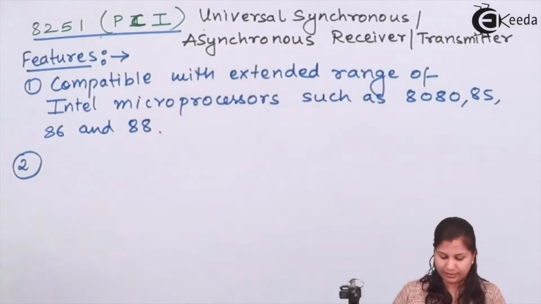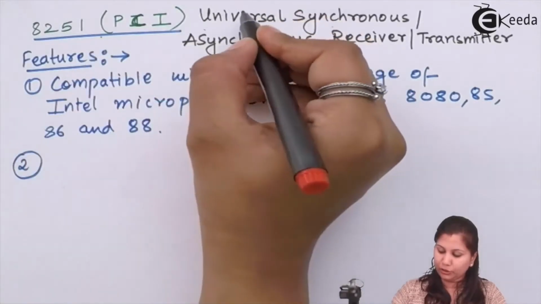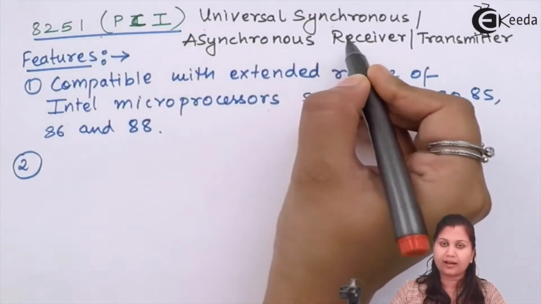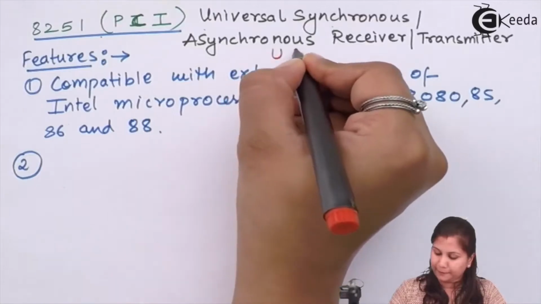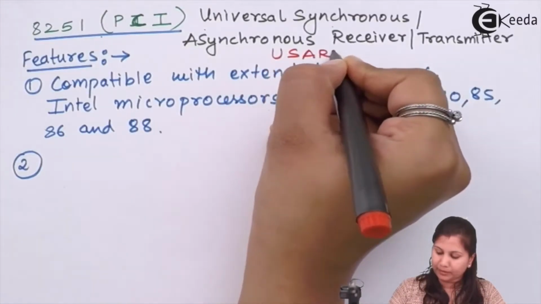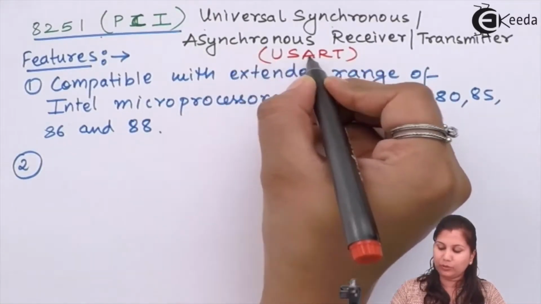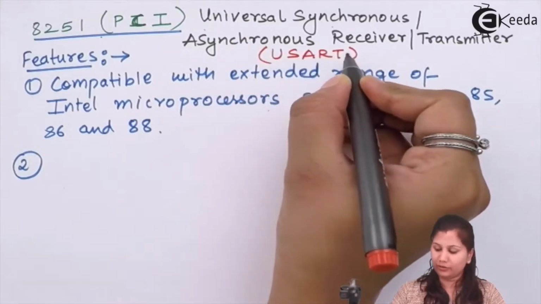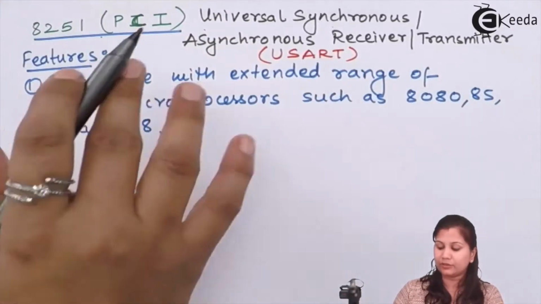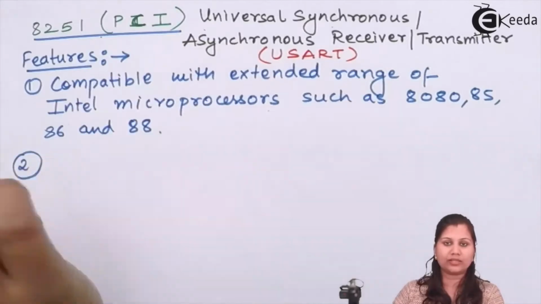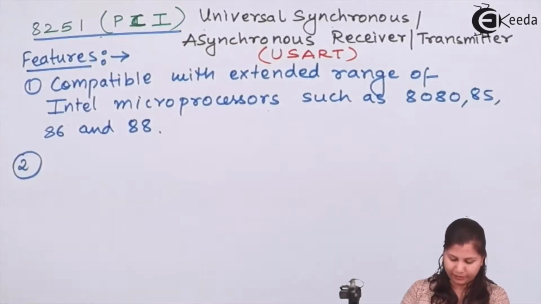If we take its short form, it will be USART. So it is popularly known as USART. Okay, that is the Universal Synchronous Asynchronous Receiver and Transmitter.